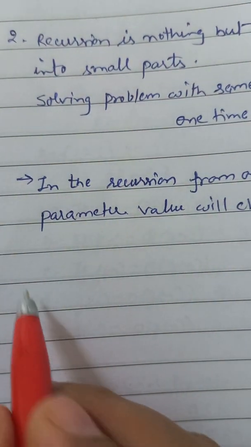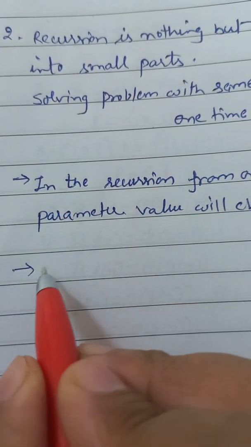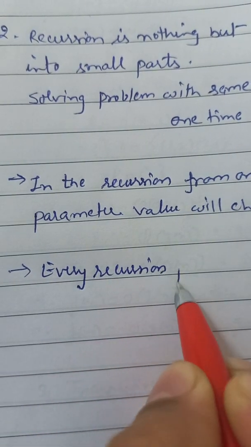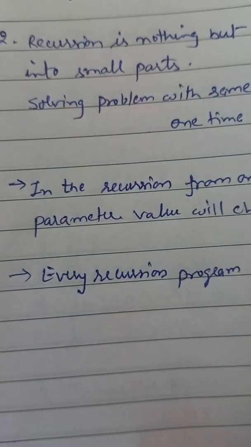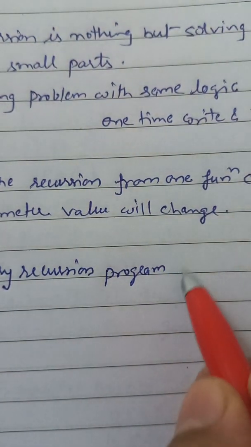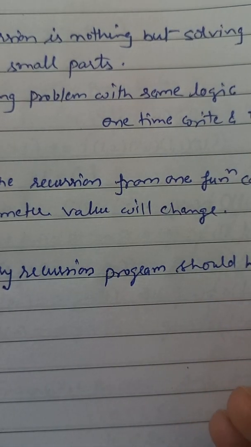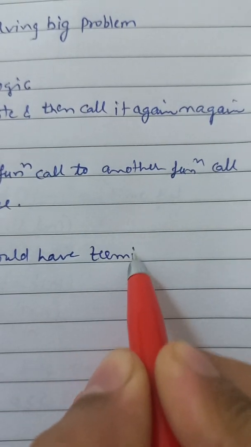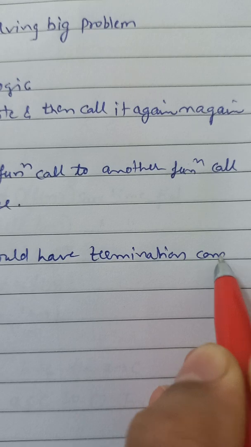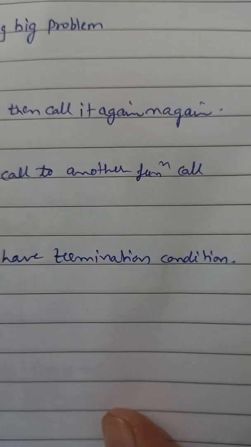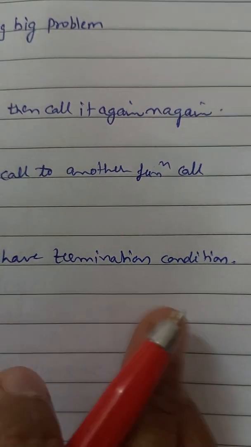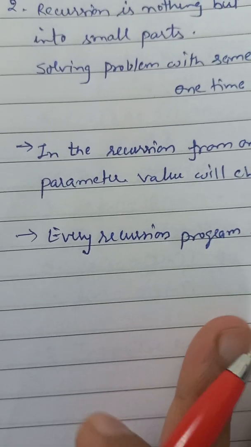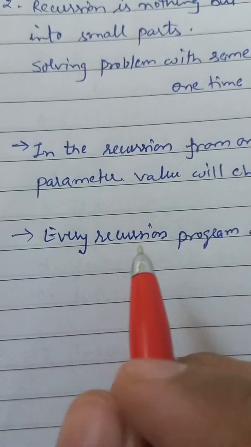And the next thing required for recursion: every recursion program should have a termination condition, because if it does not terminate, then it will go into an infinite loop. That is not the correct way of doing any kind of programming. That's why a termination condition is required.